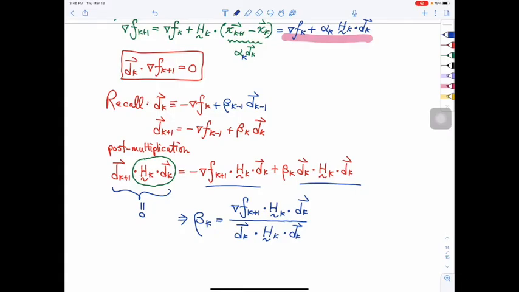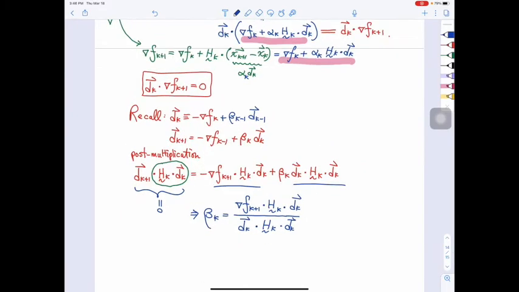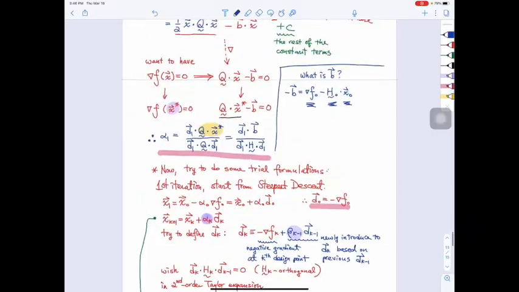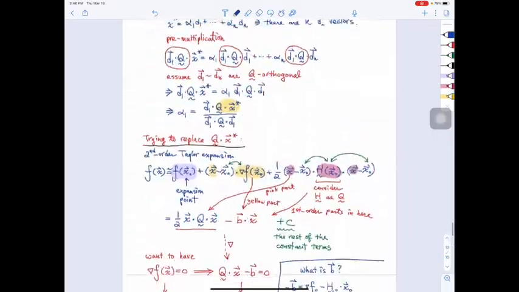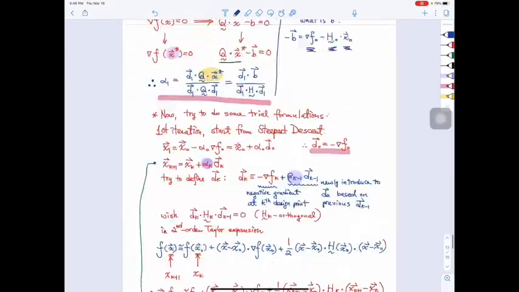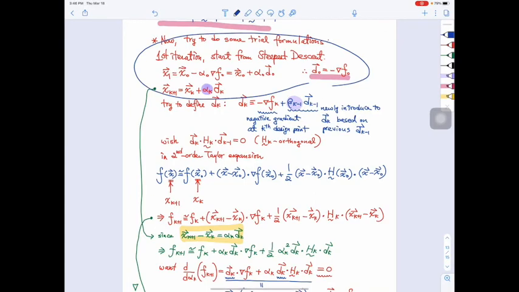So let's go back. What happened? We started from steepest descent, right? Here we have steepest descent. And we don't know how to update our moving direction. So we define a new moving direction. And inside this moving direction, we define a new coefficient beta. We don't even know what beta is.